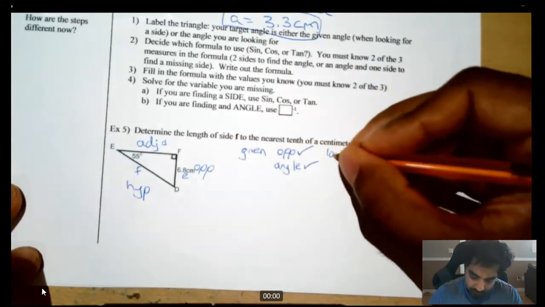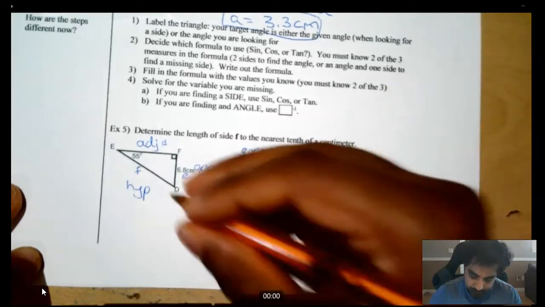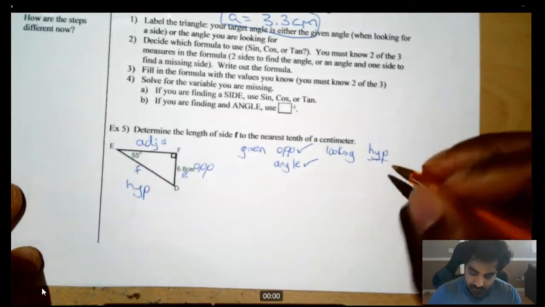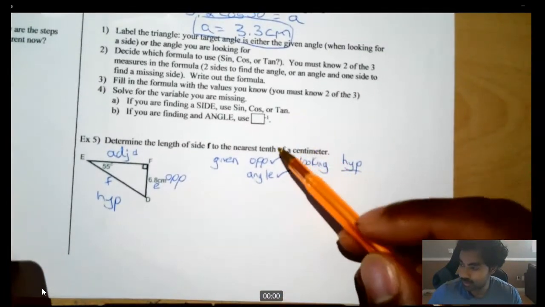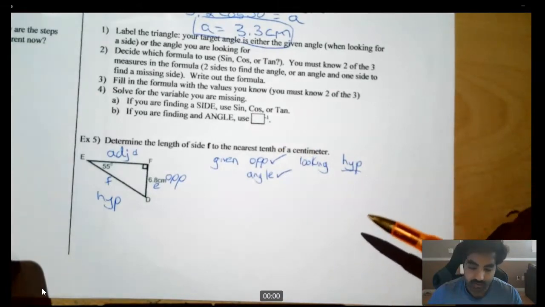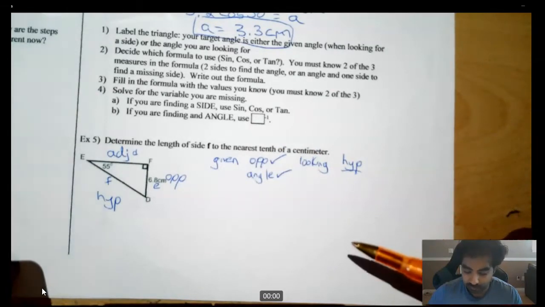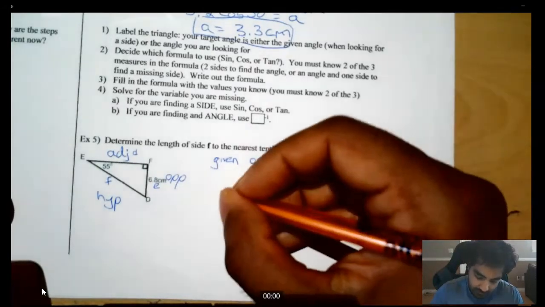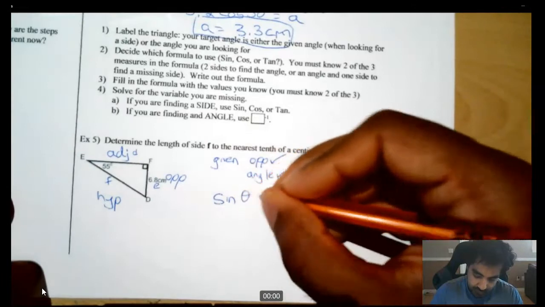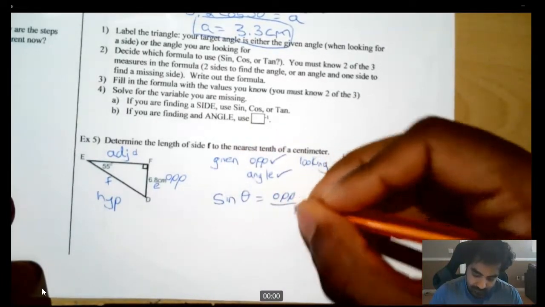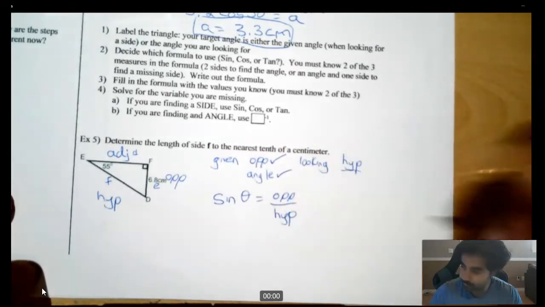And then we're looking for the hypotenuse. So now you got to say, okay, what trig function involves opposite and the hypotenuse? And then you're going to go through SOHCAHTOA. So sine is opposite over hypotenuse. There we go. So it is going to be sine. So sine theta, now again, I'll do these steps again, is equal to opposite over hypotenuse, right?